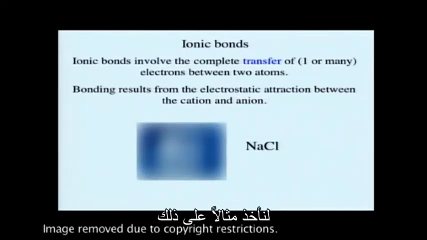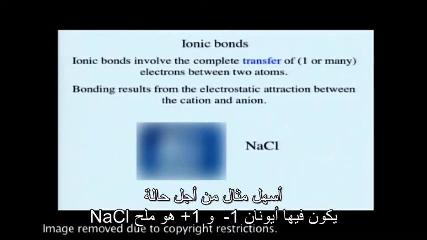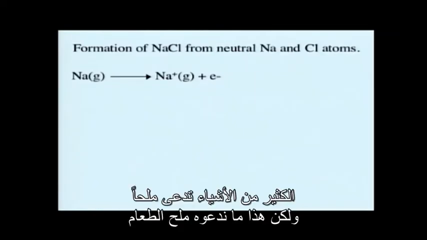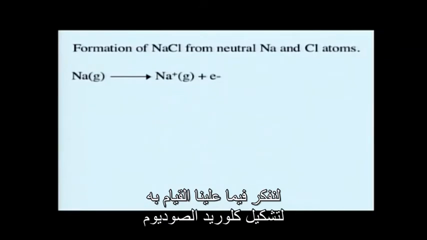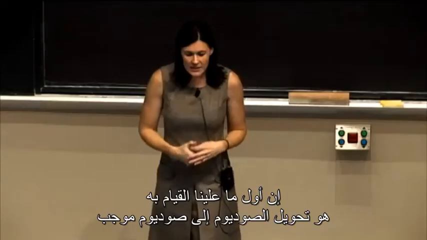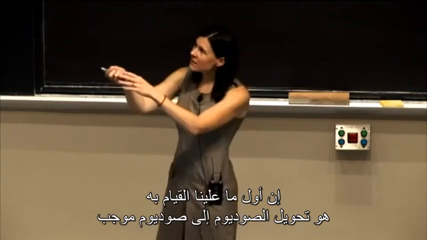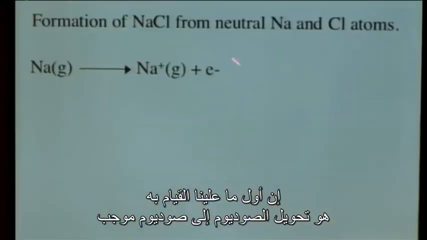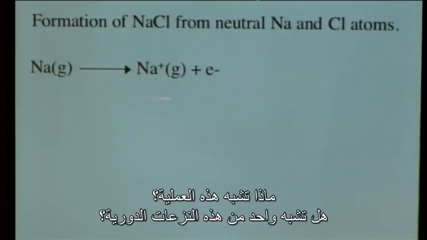So let's take an example. The easiest one to think about is where we have a -1 and a +1 ion. So this is salt, NaCl. Actually, lots of things are called salt, but this is what we think of as table salt. So let's think about what we have to do if we want to form sodium chloride from the neutral sodium and chlorine atoms. So the first thing that we're going to need to do is we need to convert sodium into sodium plus.